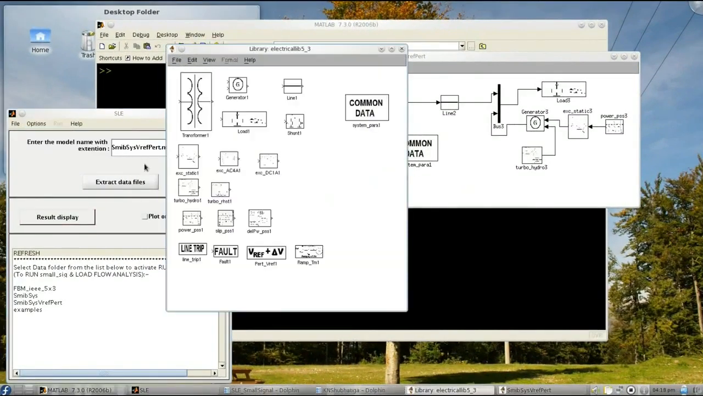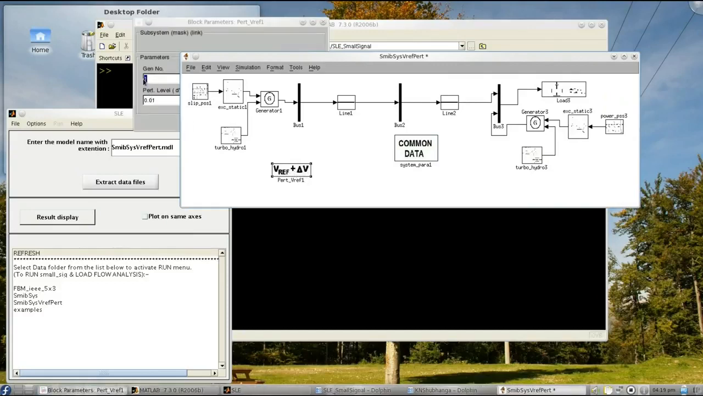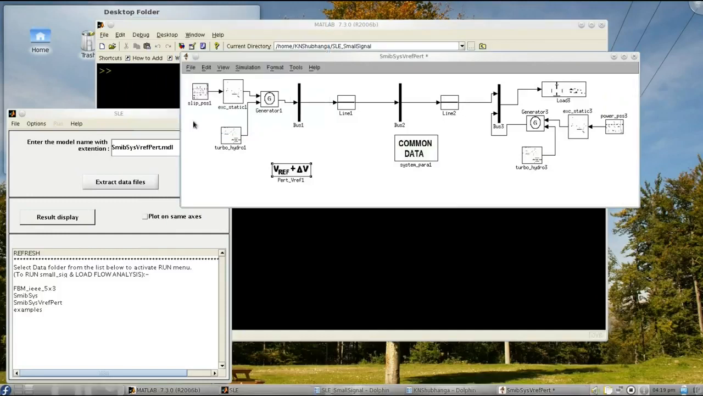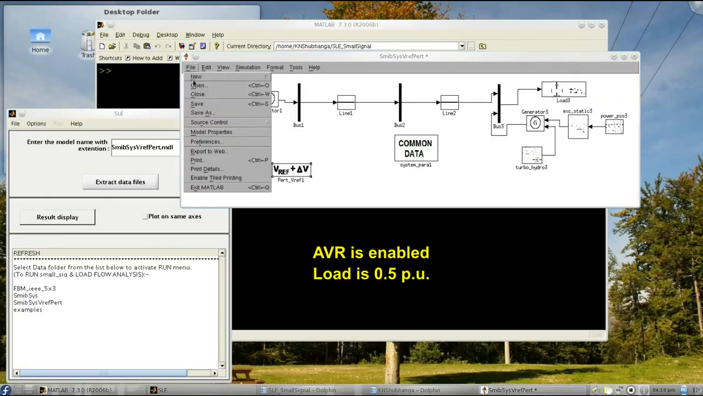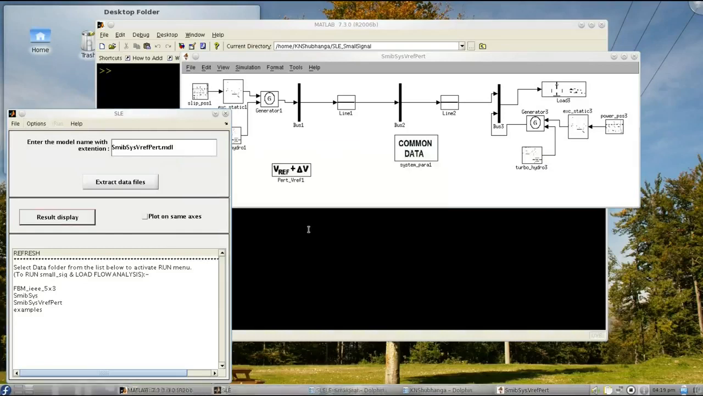Adding a voltage perturb block from the electrical library into the modified SMIB system. So adding a voltage perturb of desired level. Note the AVR is in automatic mode and the load is 0.5 per unit. So saving the model and directly proceeding to create the data files.